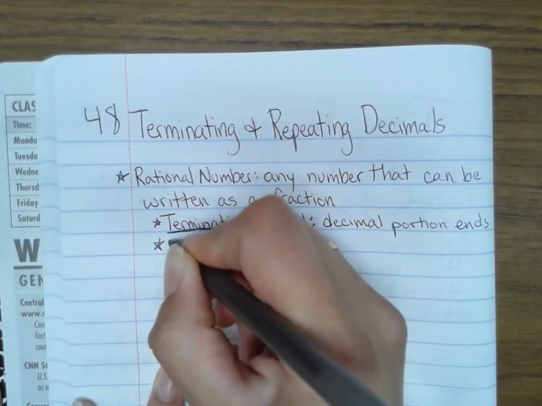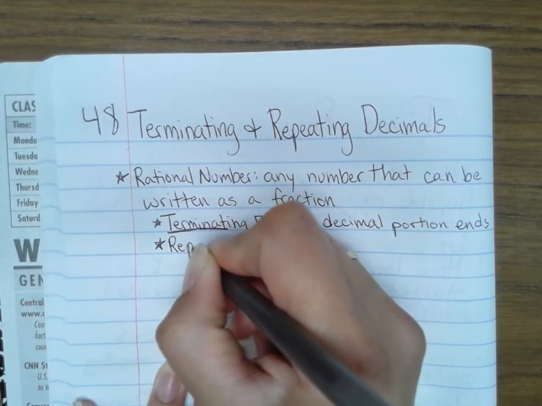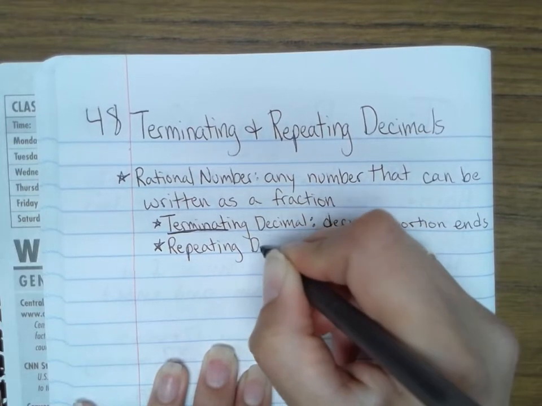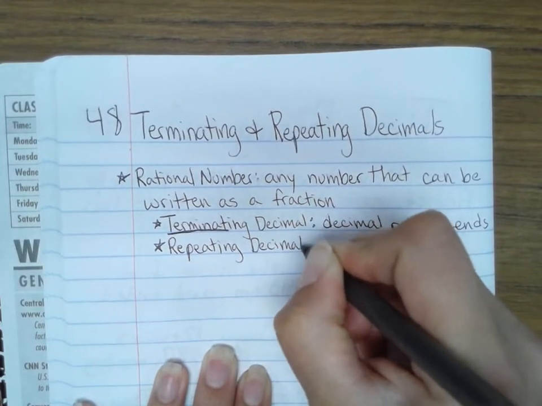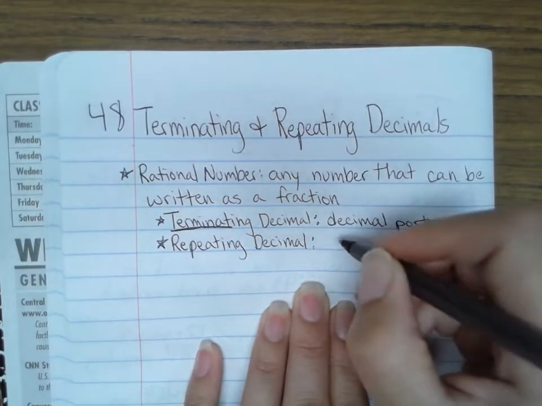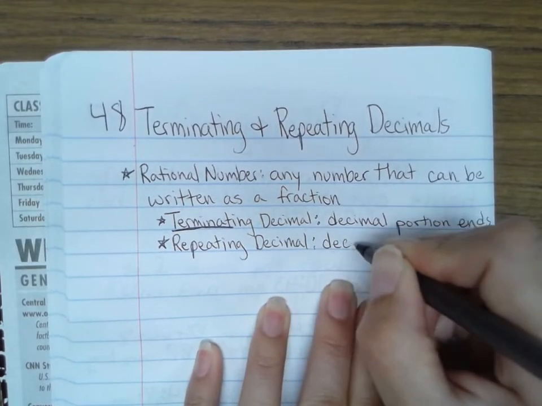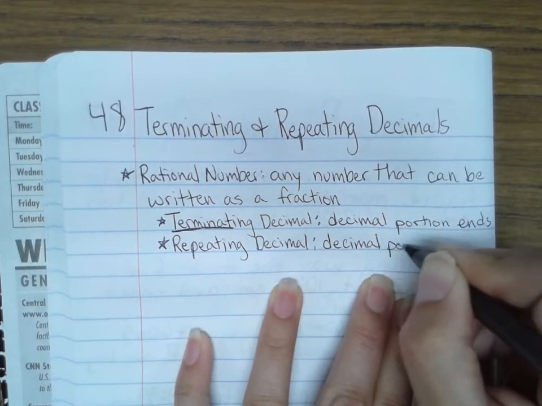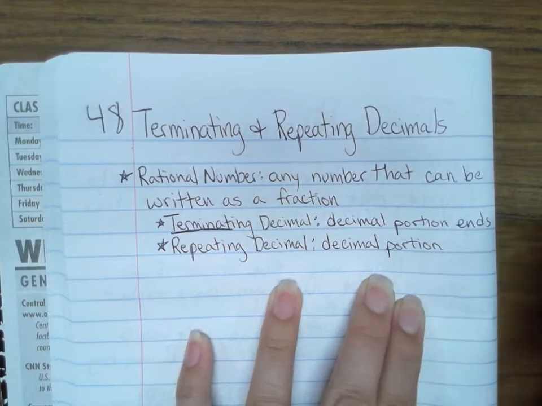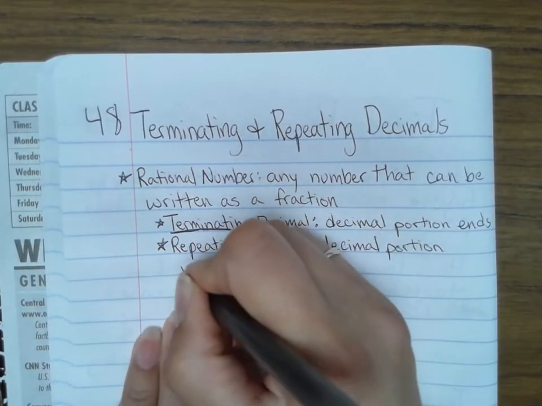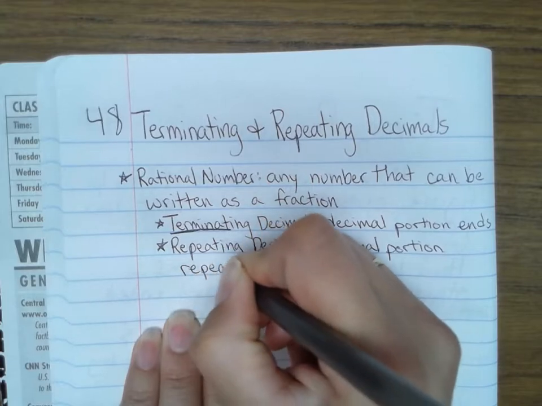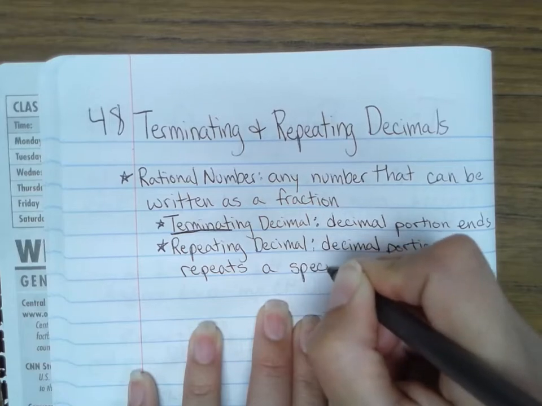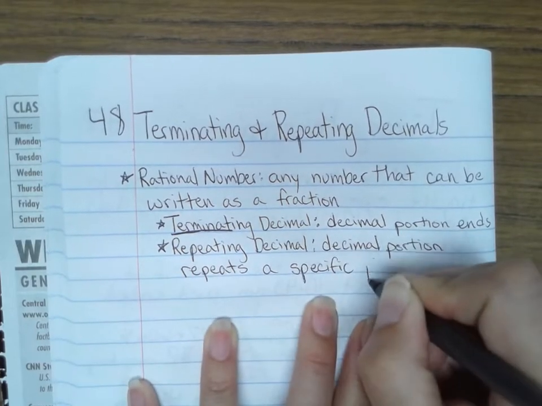So from there, I'm betting you can guess what a repeating decimal would be. A repeating decimal, the decimal portion repeats a pattern. Repeats a specific pattern.